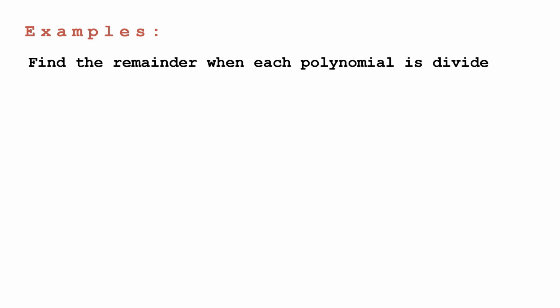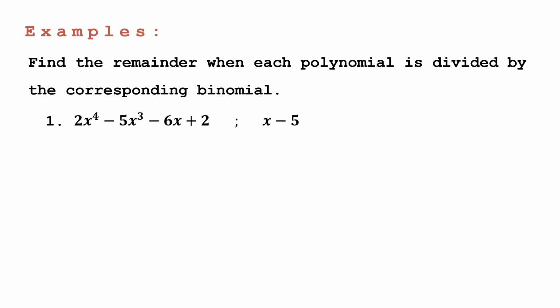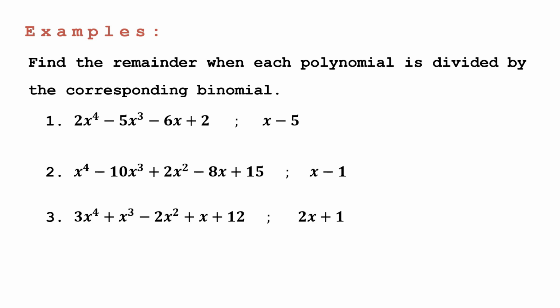Here are the examples that we will be solving in this video. Let's find the remainder when each polynomial is divided by the corresponding binomial. In these examples, we will just compute for the remainder. So we will use the remainder theorem to get the answers. For example number 1, we have 2x raised to 4 minus 5x cubed minus 6x plus 2 divided by x minus 5. You will notice that in our dividend, there is a missing term.